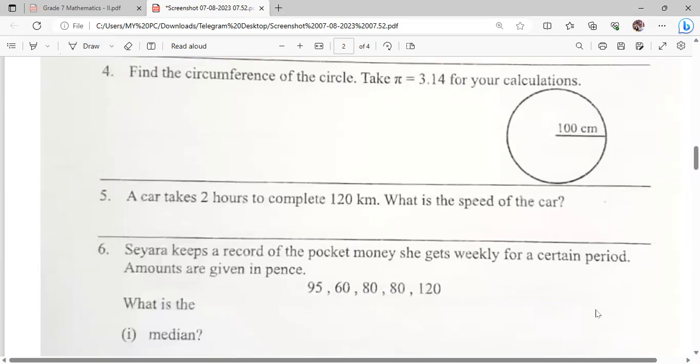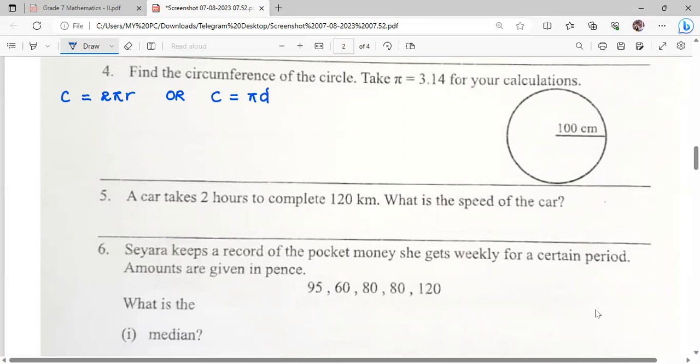Find the circumference of the circle. So what is the formula we have for the circumference, children? C is equal to 2πr, or you can use C equal to πd. When we have two formulas to get the same answer, we may doubt which formula to use. One formula is 2πr, the other one is πd.